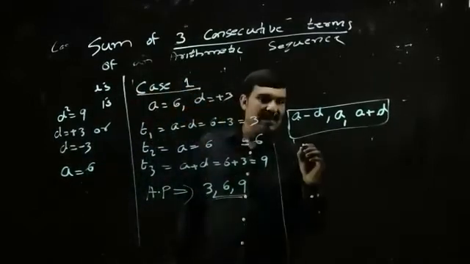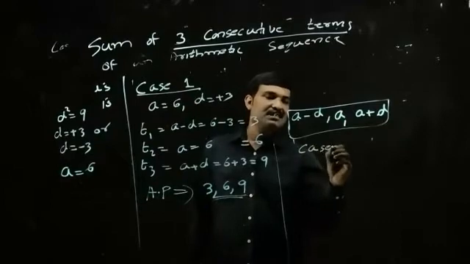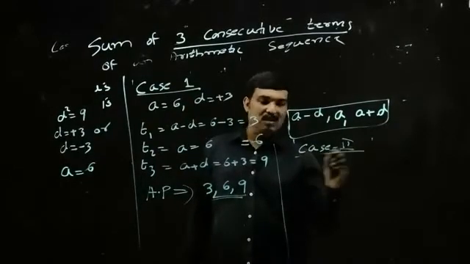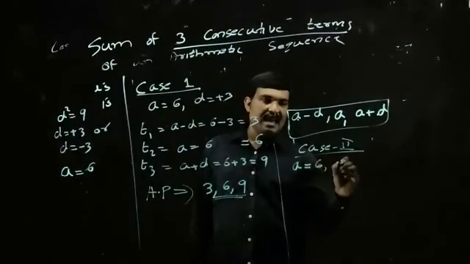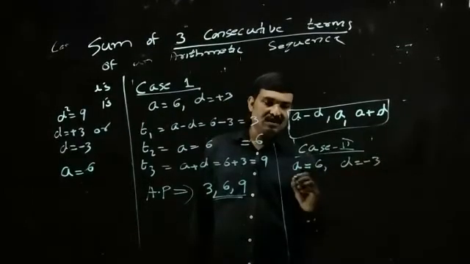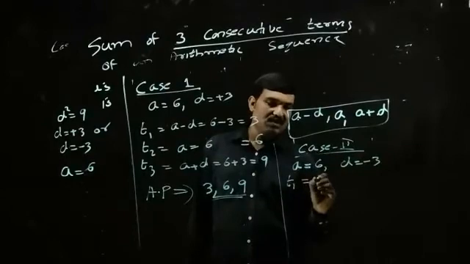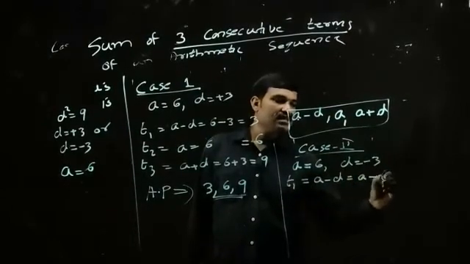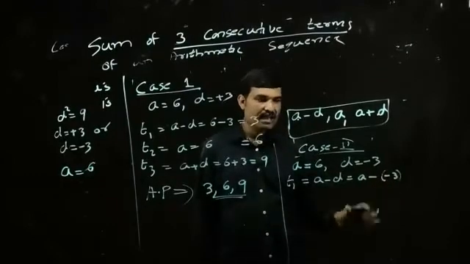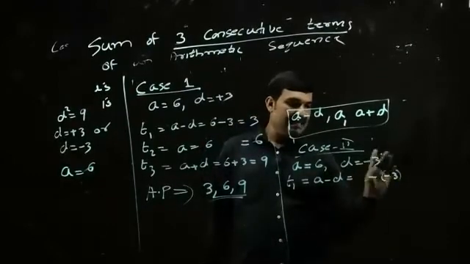Now, we have one more case, case 2, right? In case 2, the value of A is given as 6 and D becomes minus 3. So, first term T1 is equal to A minus D. So, you can write A minus 3. What's the value of A? The value of A is 6.